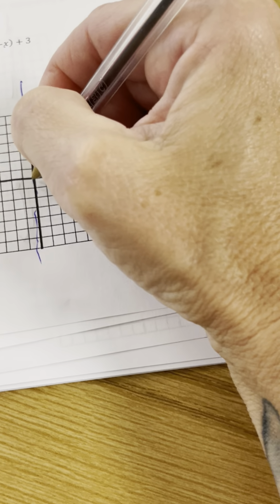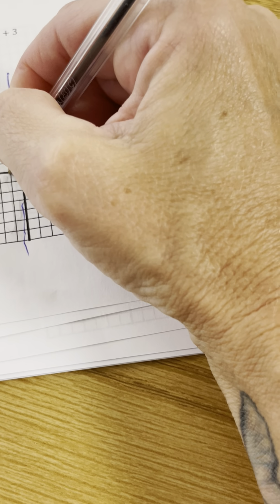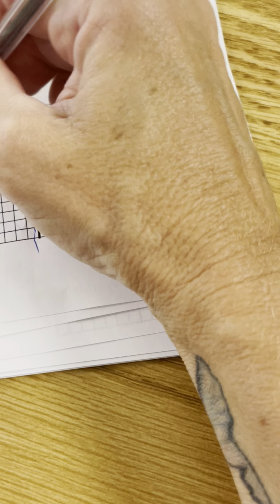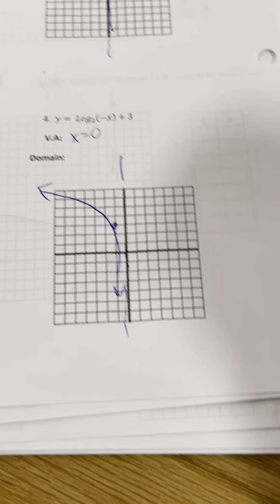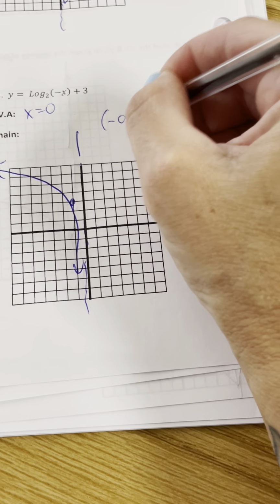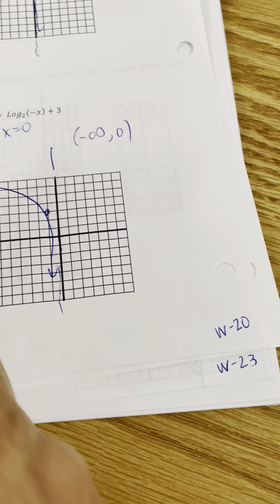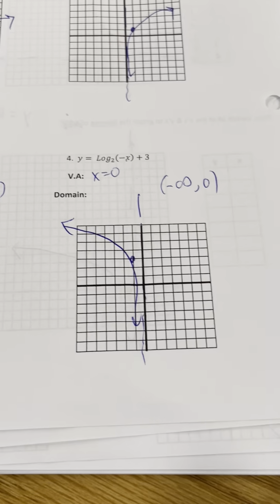So that means I've got my vertical asymptote still here at x equals 0. But now my graph's on the other side and it's moved up 3. So I've got that kind of graph going on, and my domain is -infinity to 0. All my x's are from -infinity all the way up to ending at 0.